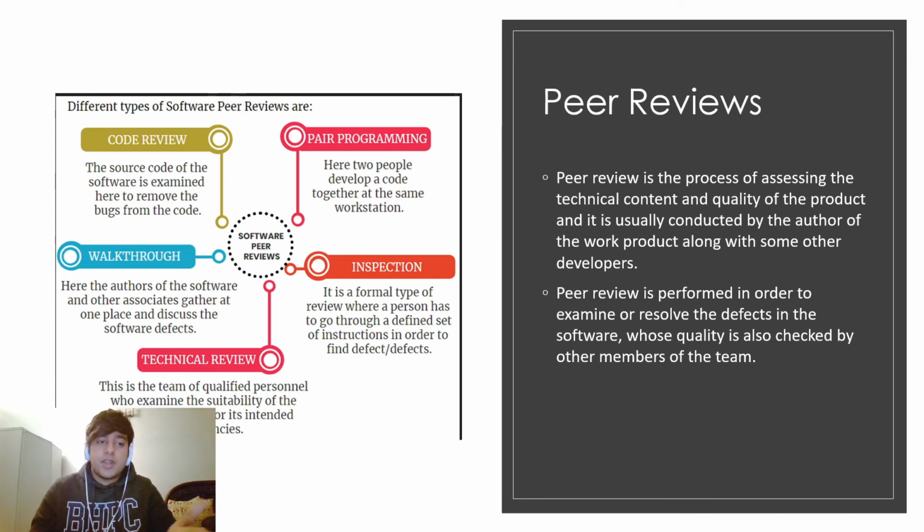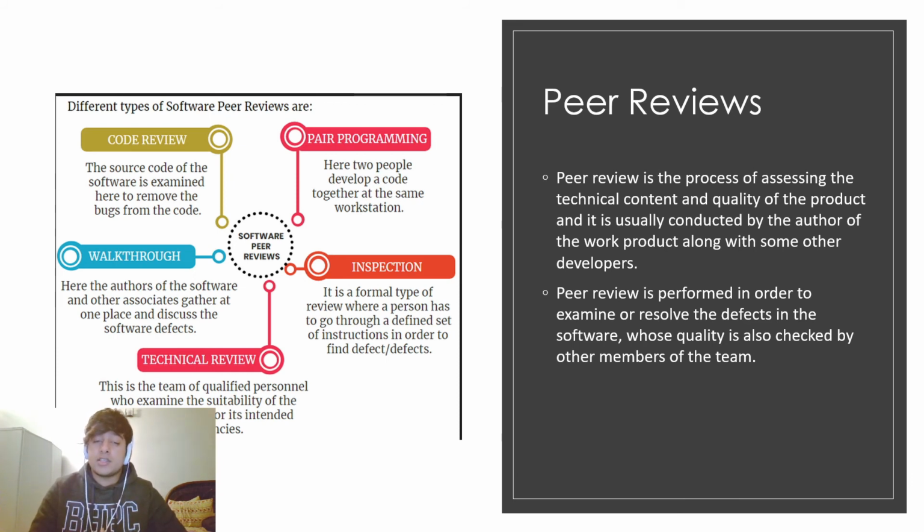I listed down five types of software peer reviews. One of them is pair programming. It is self-explanatory, as it's very easy. It is used in extreme programming, a quite famous example. Pair programming is done there. Two people code at the same station and they find defects. That is one type of peer review. And inspection is very important. Inspection is the only formal type of review in peer reviews.